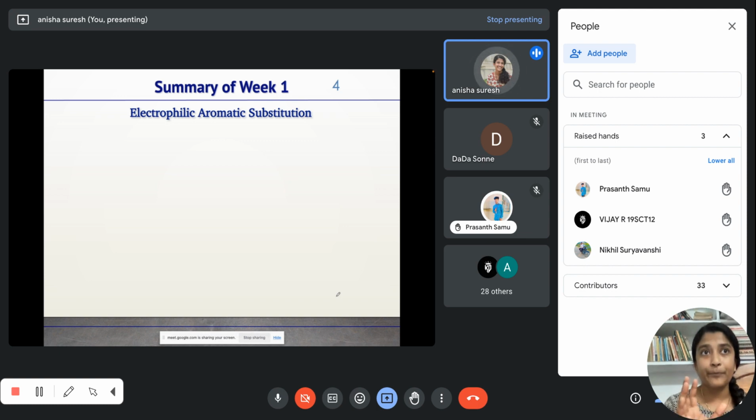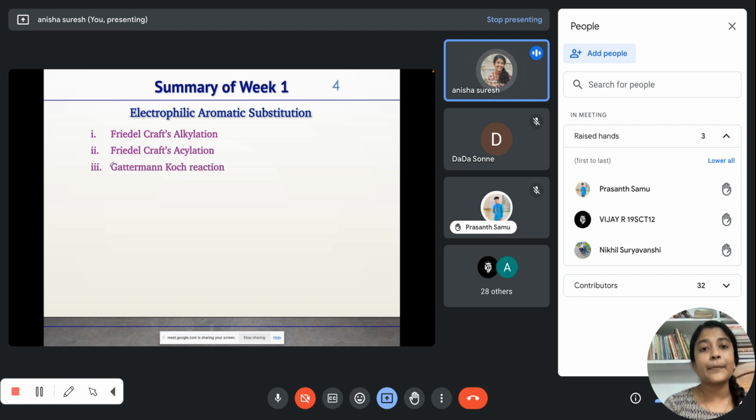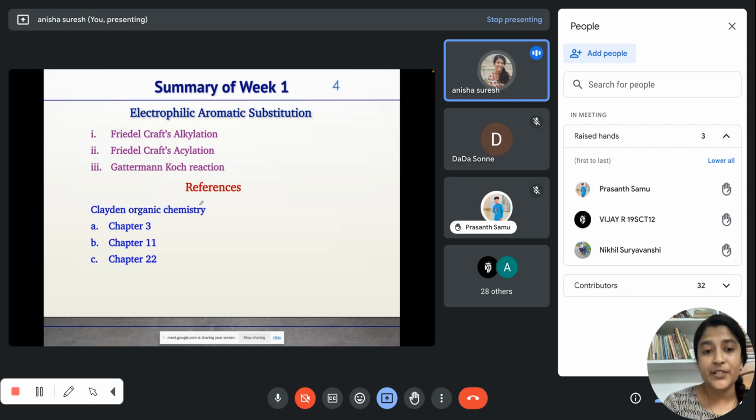Now coming towards the next session, that is electrophilic aromatic substitution, which is discussed from 4th lecture to 6th lecture. Sir has discussed Friedel-Crafts alkylation reaction and its mechanism, Friedel-Crafts acylation reaction and its mechanism, and Gattermann-Koch reaction, which is similar to Friedel-Crafts acylation reaction, but it will be resulting in formylation of aromatic rings. For references to these lectures, you can follow Clayden Organic Chemistry, chapter 3 and 11 for Essentials of NMR Spectroscopy, and chapter 22 for Electrophilic Aromatic Substitution Reaction.